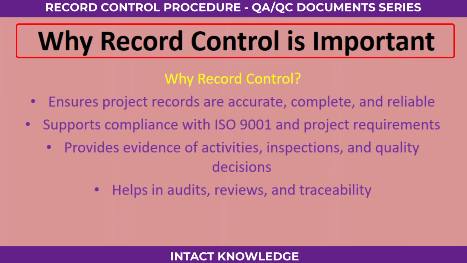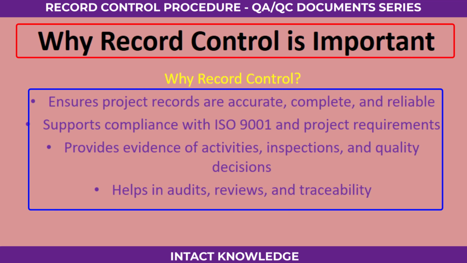Why is record control important? Because it ensures project records are accurate, complete, and reliable, supports compliance with ISO 9001 and project requirements, provides evidence of activities, inspections, and quality decisions, helps in audits, reviews, and traceability.